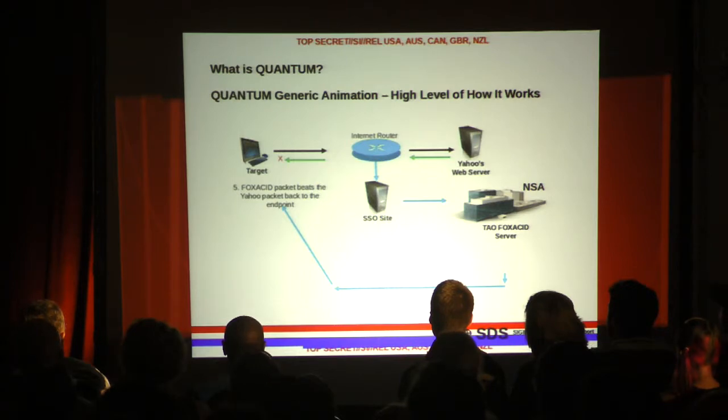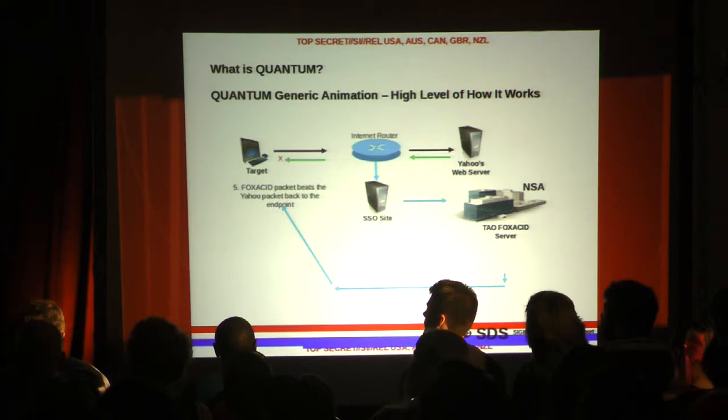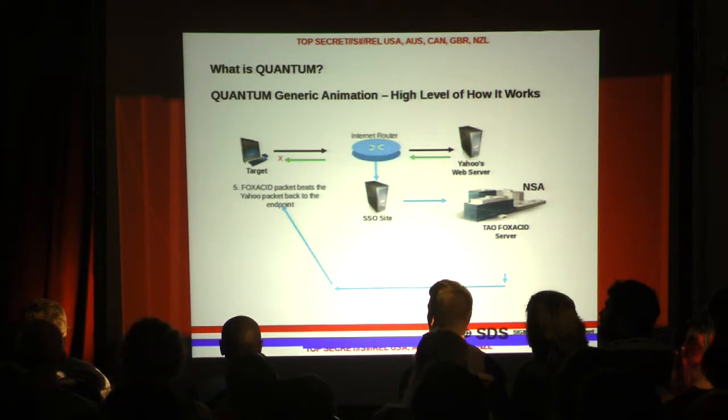This sends a signal to what's called a FOXACID server. And the FOXACID server does the work of sending back malicious packets to the user's device, spoofed to look like Yahoo packets. So in essence, by putting these packet injection servers at strategic geographic locations, they can exploit this race condition and get to the target's computer before the real Yahoo packets.